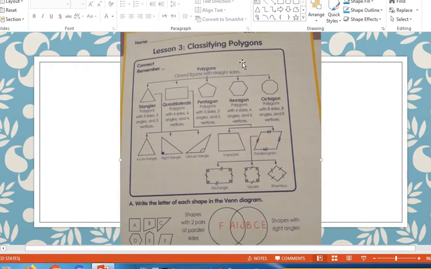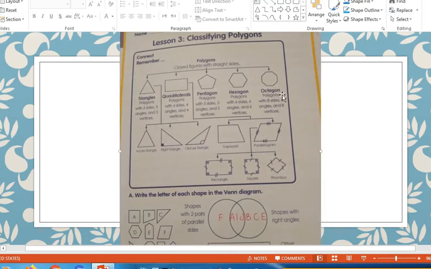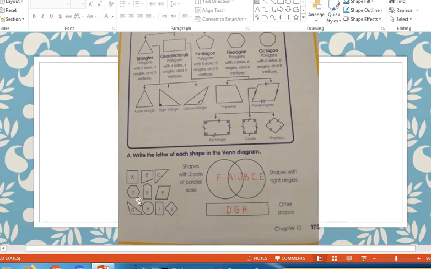Okay, classifying polygons in the practice book here. Triangles, quadrilaterals, pentagons, hexagon, octagon. As I told you, octagon comes from the letter O. Octagon, 8. Octa means 8 sides and 8 angles and 8 vertices. So here the same. Okay, let's go here.